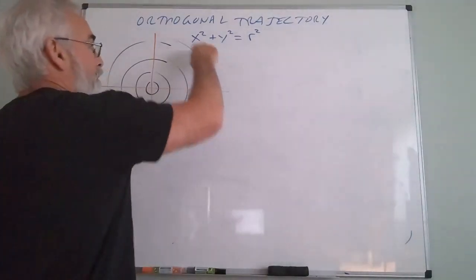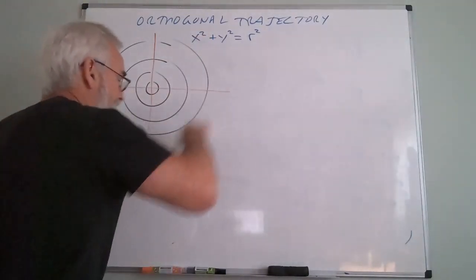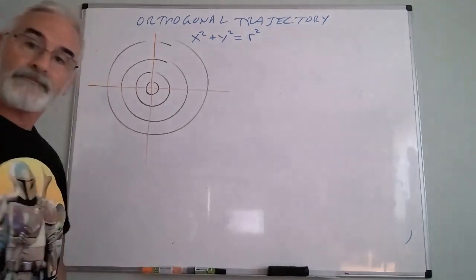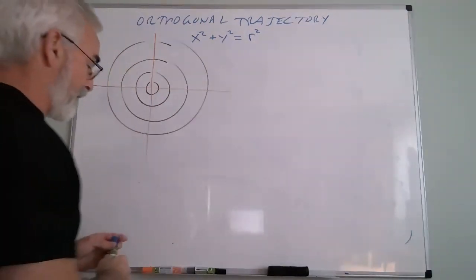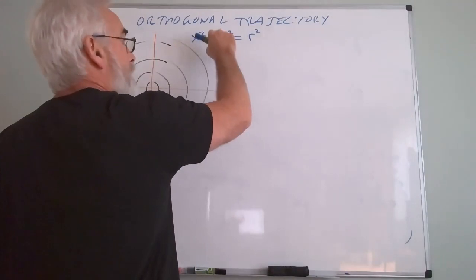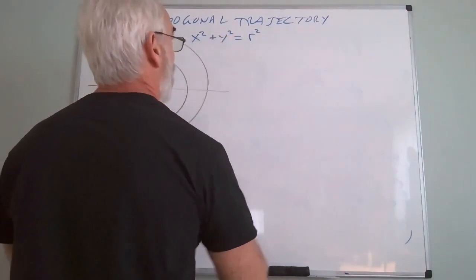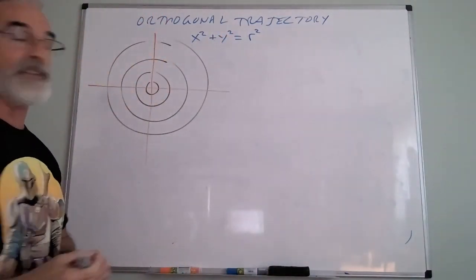Okay, so at this point here, I'd have a tangent line that looks like that. I'd have a tangent line. I'd have a tangent line. So I want a set of curves. So the first thing we'll do is find dy dx for this curve. And to do that, we have to differentiate implicitly.